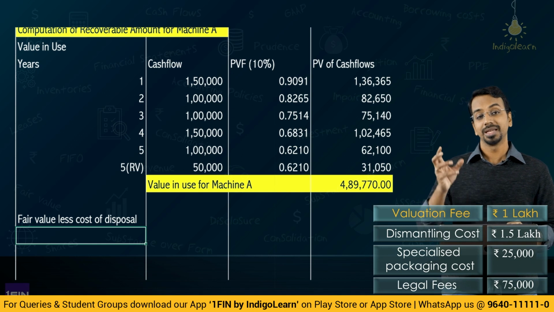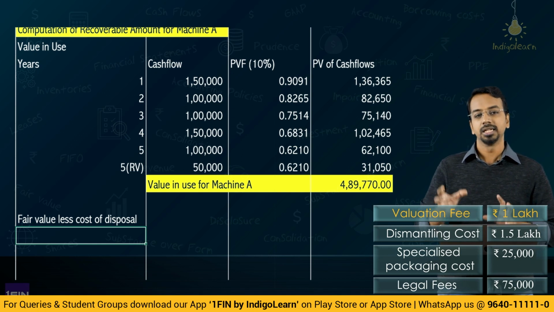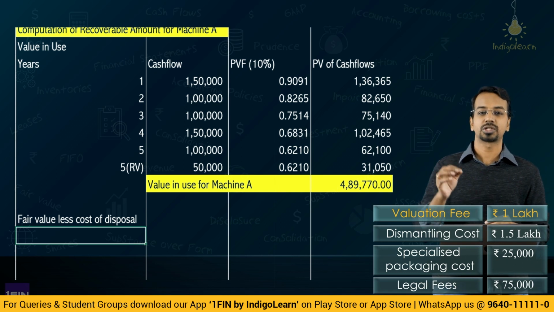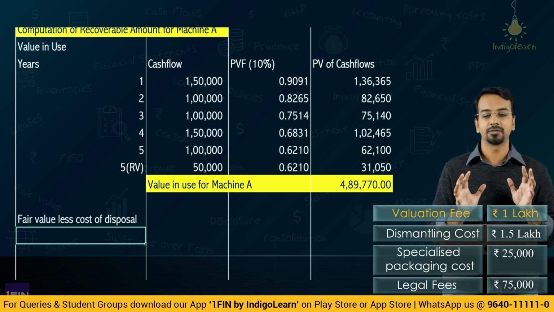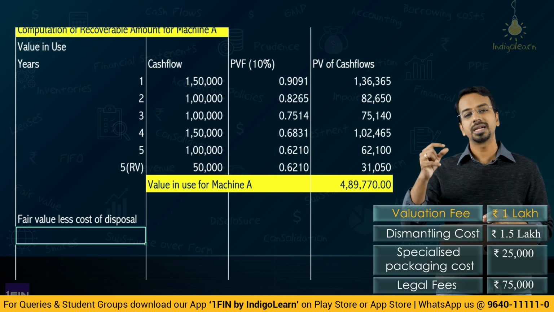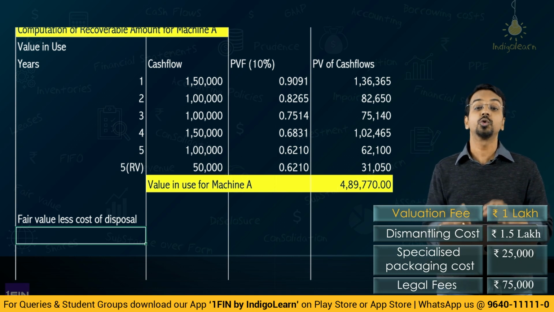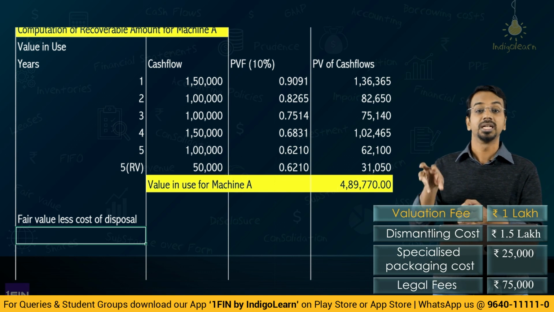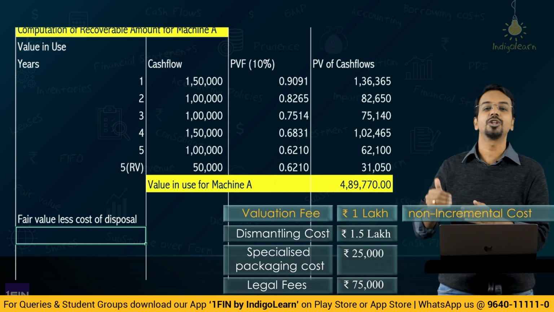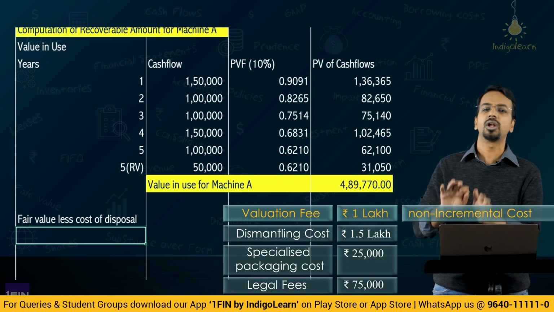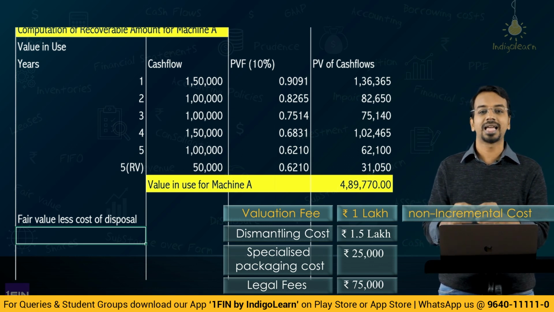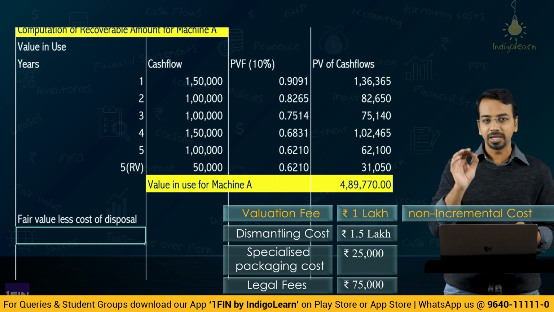Now, tell me one thing, this valuation fee of 1 lakh, should we reduce it from the fair value and consider it as cost of disposal? Now, think of it very carefully. Valuation fee we have already incurred. Why did we incur that? To arrive at the value of the machine. It is already a liability which has been incurred. That will not change whether you sell the machine or not sell the machine. You have already incurred that cost, liability is already recognized, and you will not consider that as a cost of disposal. Please keep that in mind.